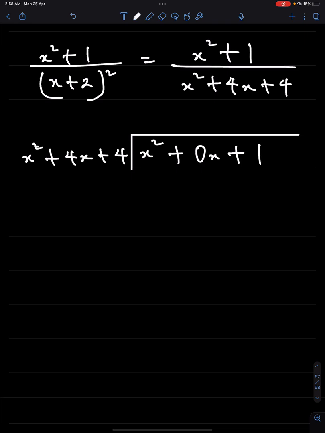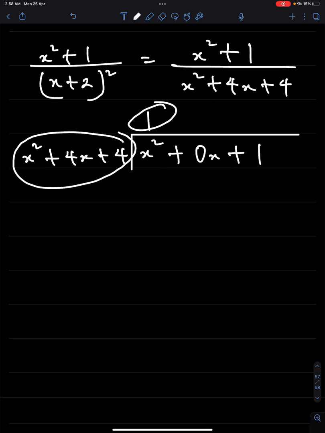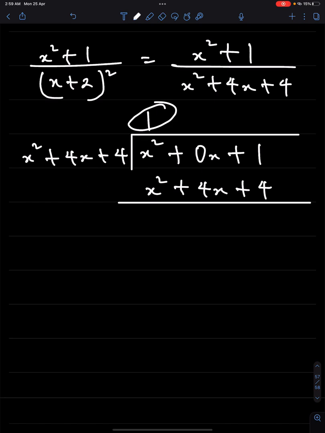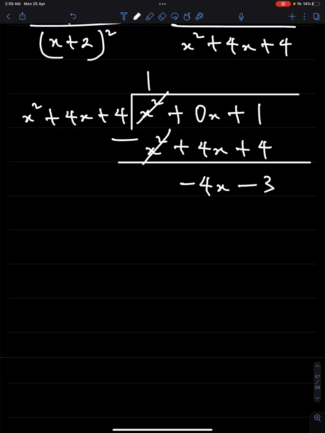So let's go. As usual, x squared divided by x squared is 1. So we multiply the whole of this by that 1. And that simply means x squared plus 4x plus 4. Now we subtract. X squared minus x squared is 0. 0 minus 4x is simply minus 4x. 1 minus 4 is minus 3. Now the degree of minus 4x is smaller than that of x squared, so we can't divide further. We just stop there.